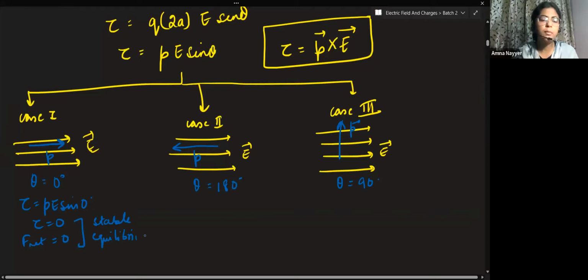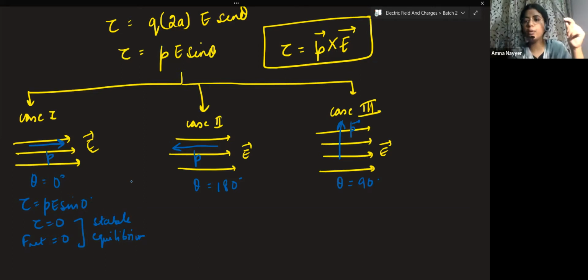Why stable equilibrium? Because the dipole will try to align, the torque will try to align the dipole in the direction of the electric field. So it is easier for it. So this is stable equilibrium.